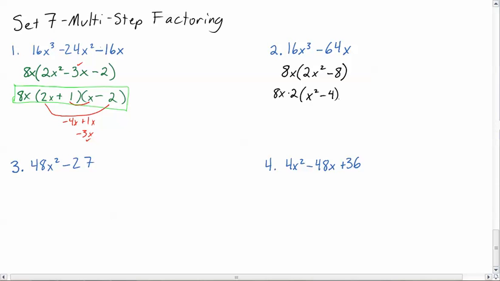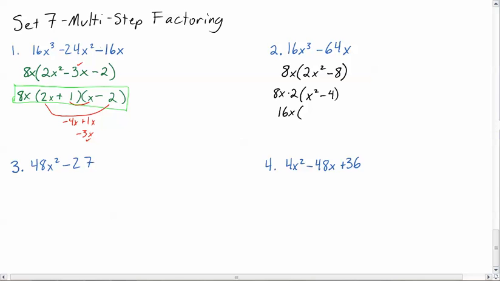And so now I say, okay, I've taken out everything that's common. I divided both of those by 2. I can put the 8x times 2 together to give me 16x. But then at this point, I'm looking at the x squared minus 4. And I say, okay, can I factor this further? It's not a normal trinomial, but it still is a quadratic. And so if I can do something about that, I will.